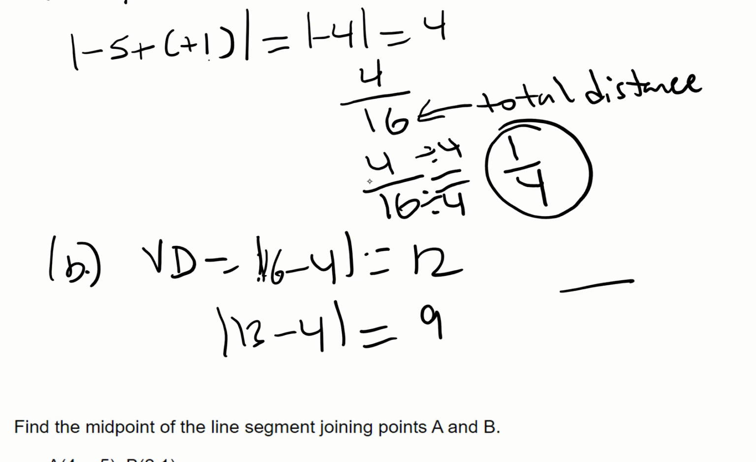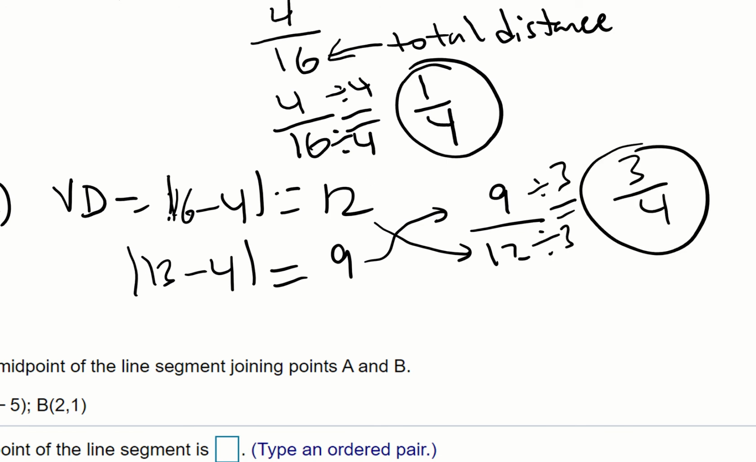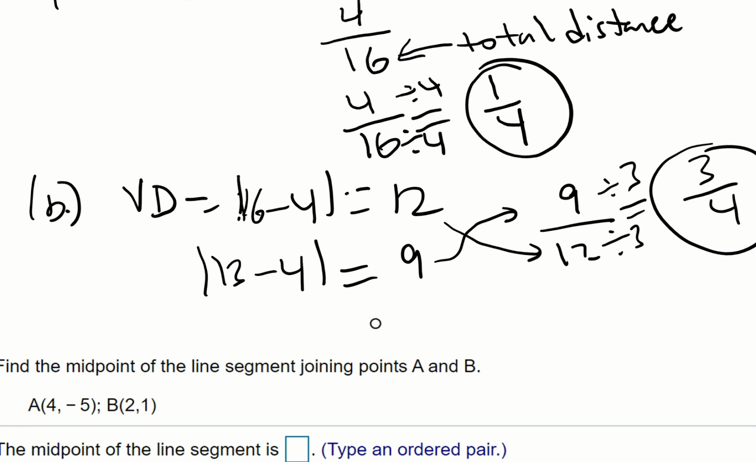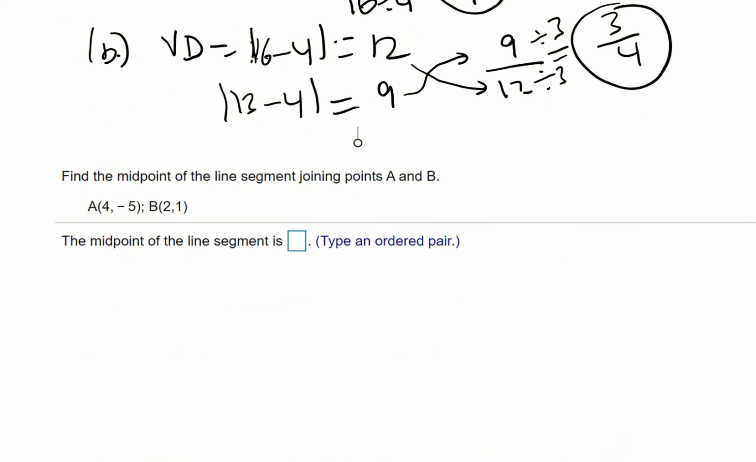So the total distance is 12, and the distance from R is 9. You can reduce this fraction, divide by 3, and you're going to get 3/4. Again, if you did this with the horizontal distance for part B, you're going to get the same exact answer of 3/4, okay? All right, so that's how you do the fractional distance for partitions.